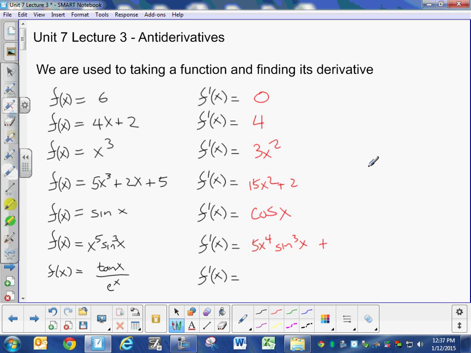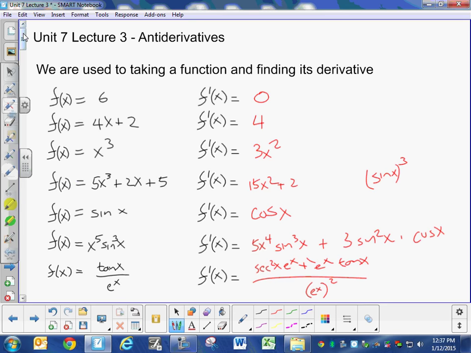I heard a couple people say it. So this is sine of x to the 3rd power. The derivative would be 3 sine x squared, or 3 sine squared x, times the derivative of sine x, which is cos x. Okay? And then last 2, we have the quotient rule. Secant squared x, e to the x, minus derivative of e to the x, e to the x, tan x, all over e to the x squared. Minus, not plus. Thank you. F prime g minus g prime f all over g squared. Cool. So pretty much any function we can take the derivative of.